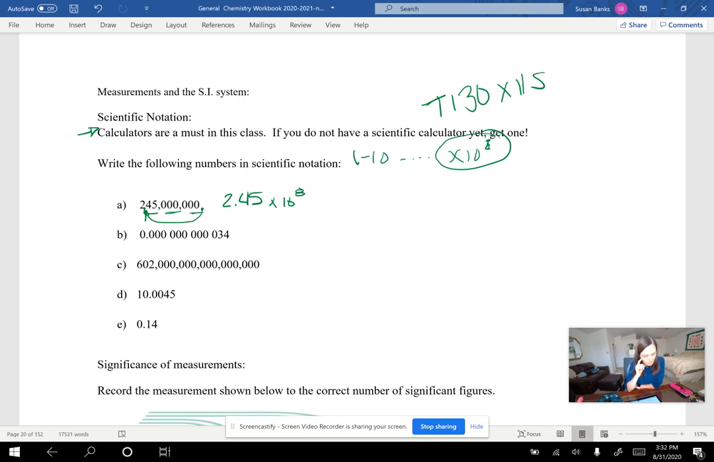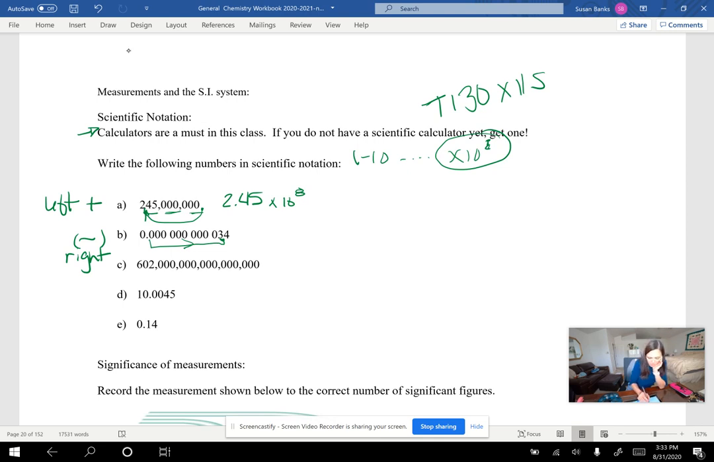Okay, so on B, let's look at this one. This is a rather small number. I'm moving my decimal place to the right. So I know that my exponent, because I'm moving it to the right, is going to be negative. So anytime I move my decimal place to the right, my exponent is going to be negative. Anytime I move my decimal point to the left, my exponent is going to be positive.